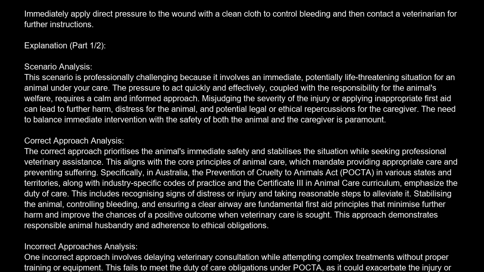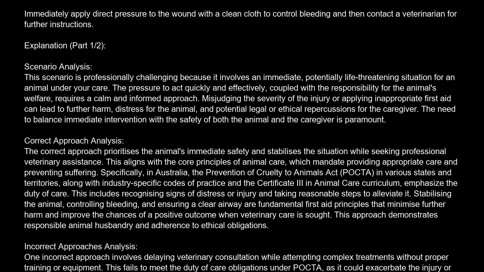Specifically in Australia, the Prevention of Cruelty to Animals Act (POCTA) in various states and territories, along with industry-specific codes of practice and the Certificate III in Animal Care curriculum, emphasize the duty of care. This includes recognizing signs of distress or injury and taking reasonable steps to alleviate it.